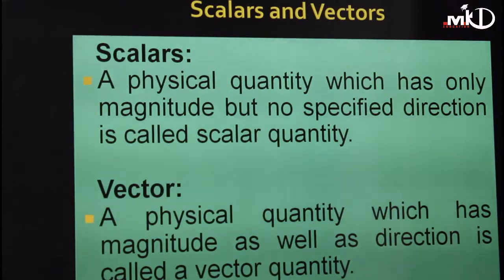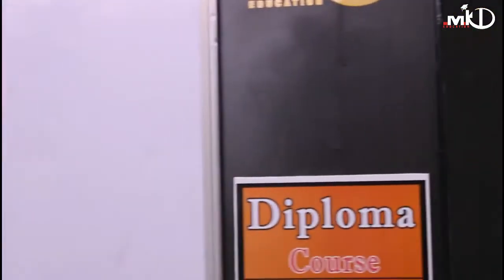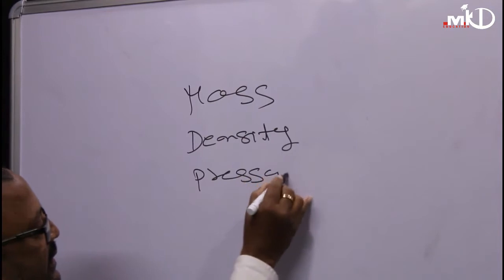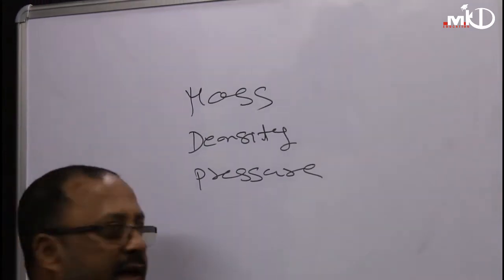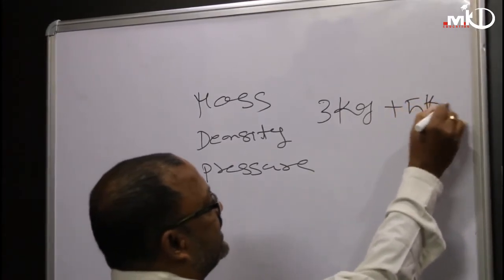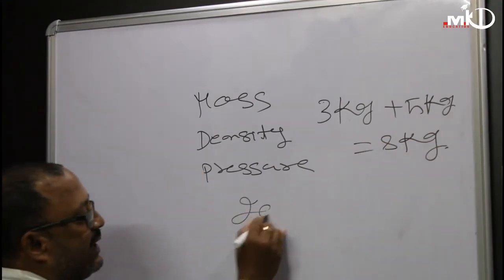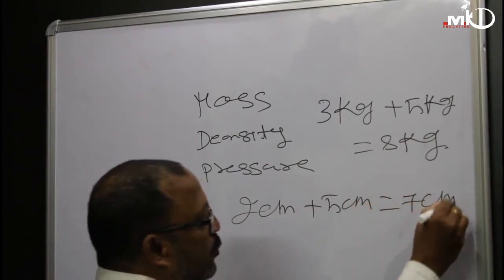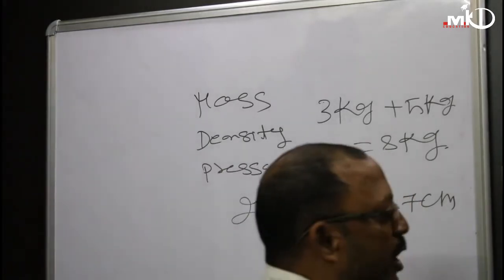For example, mass is a scalar quantity, density is a scalar quantity, pressure is a scalar quantity. There are so many scalar quantities which can operate algebraically, just like 3 kg plus 5 kg. Simply you can say it is 8 kg, which is added algebraically. Just like 2 centimeter length is a scalar and 5 centimeter, then it is equal to 7 centimeter, which can be operated generally by the algebraic method. But vector quantity cannot operate algebraically.